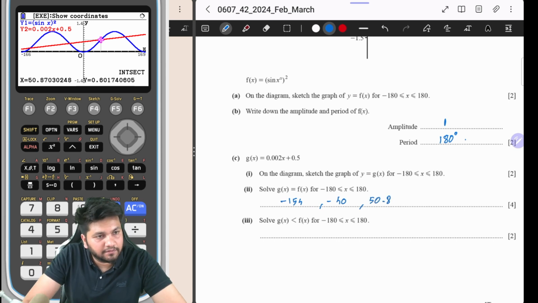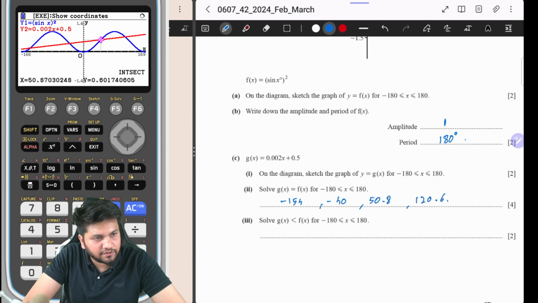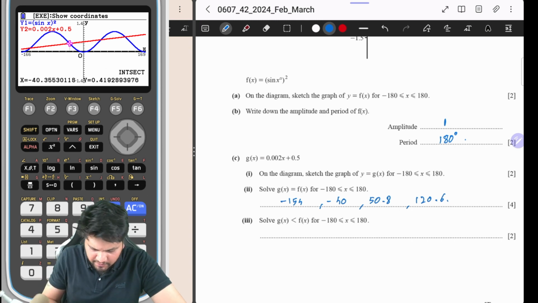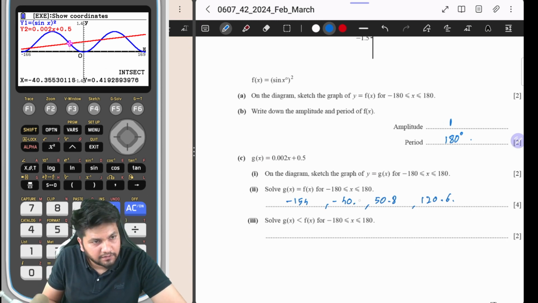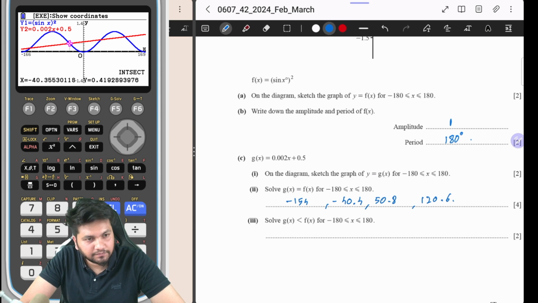And finally we have 120.58, or 120.6 you can write. So these are the values. Just let me verify. Minus 40.35, so maybe you can write minus 40.34, or take it 40.4, will also work. So these are the values you are going to get.